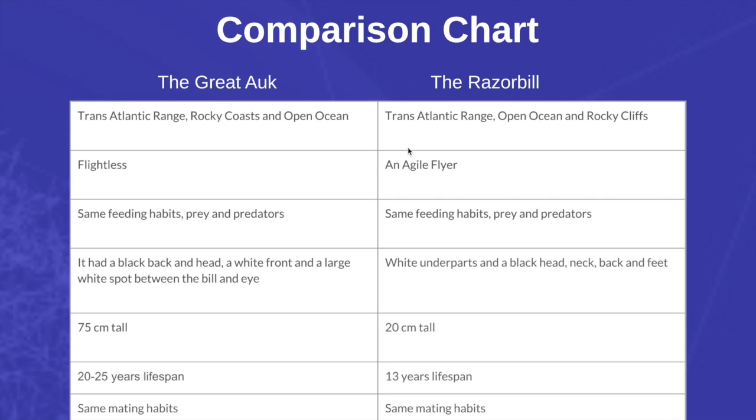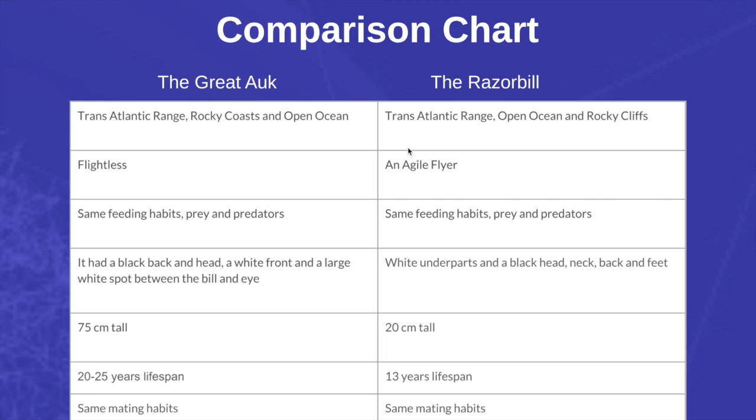They both have the same feeding habits, prey, and predators. The great auk and the razorbill also looked quite similar. The great auk had a black back and head, a white front, and a large white spot between the bill and eye. The razorbill has white underparts and a black head, neck, back, and feet.